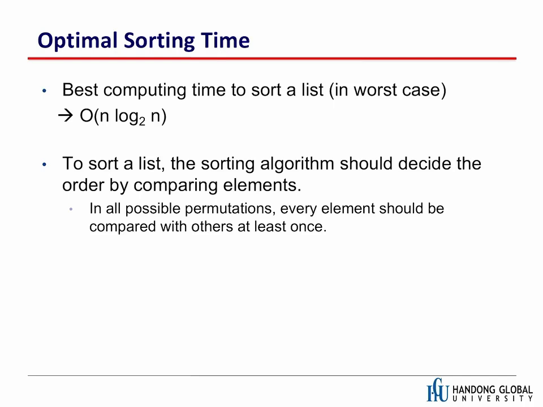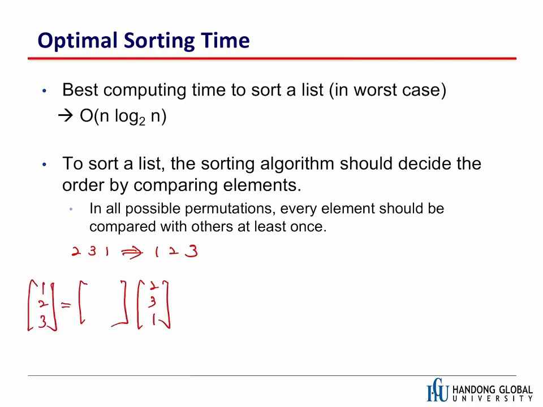So let's say we have 3 numbers, like 2, 3, 1, okay? Then we want to sort this list, then the output should be something like this, right? Then let's make a vector with 2, 3, 1. And what kind of matrix do we need to get 1, 2, 3? That's easy.